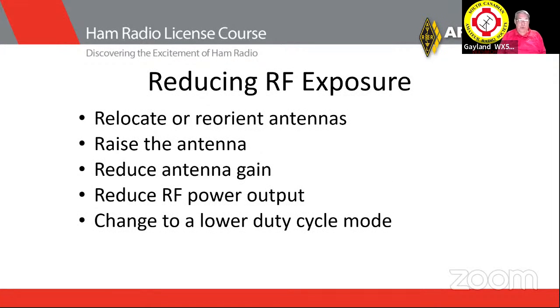You can reduce your exposure by relocating or reorienting your antennas. You can raise the antenna, that puts more distance between you and them again. You can reduce your gain, you can reduce your power output, change to a lower duty cycle. All of those should make fairly good sense.